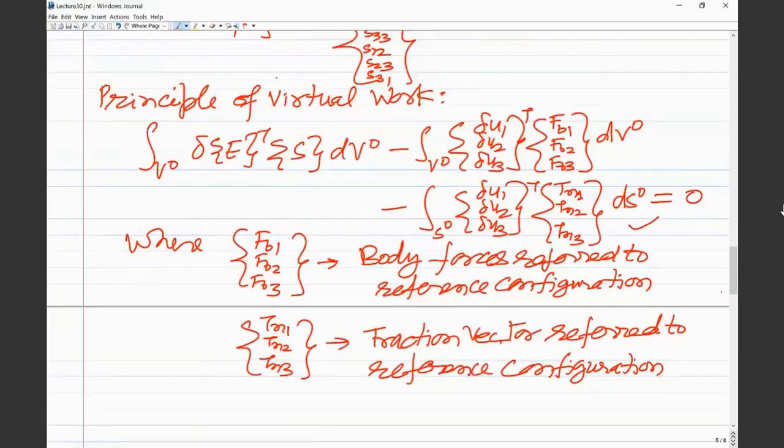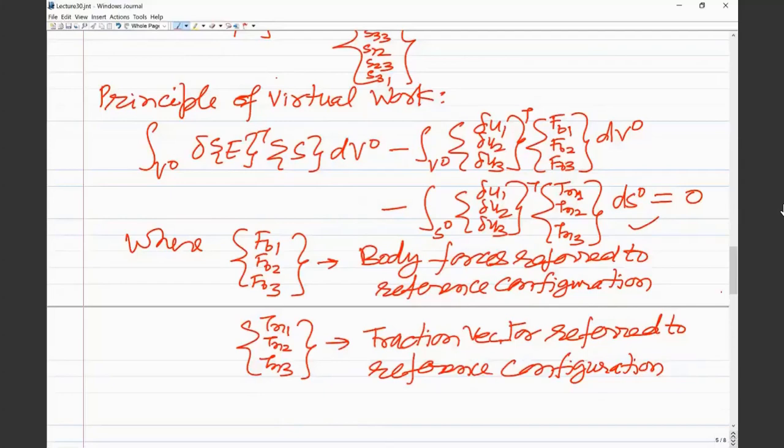Sir, how do we know that the virtual work of the body force and traction, when referred to the reference configuration, is given by this expression? How do we come to that?